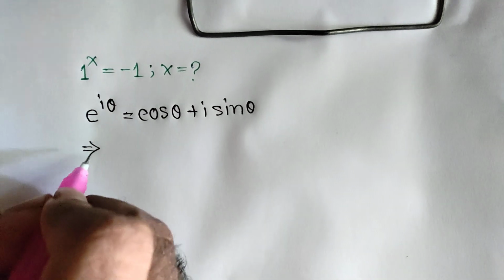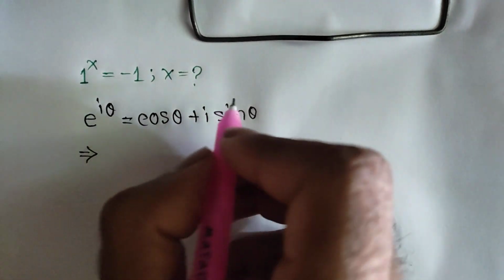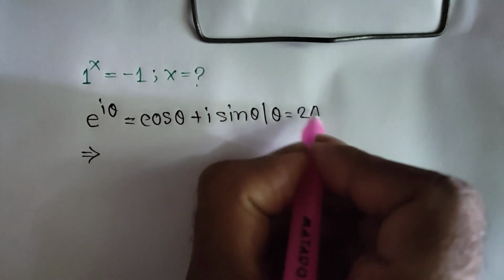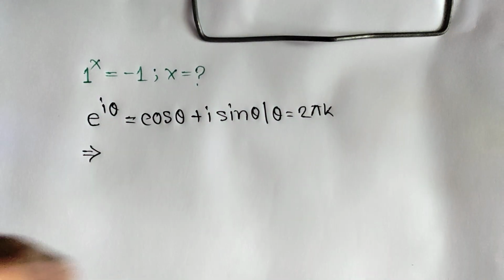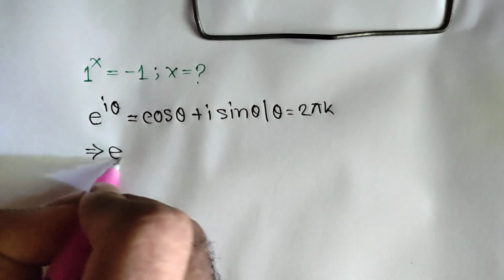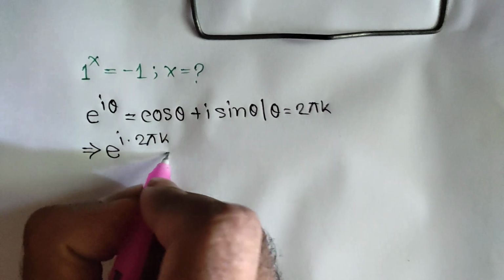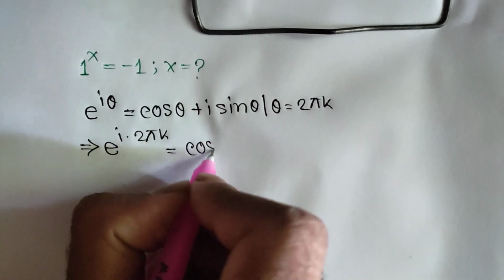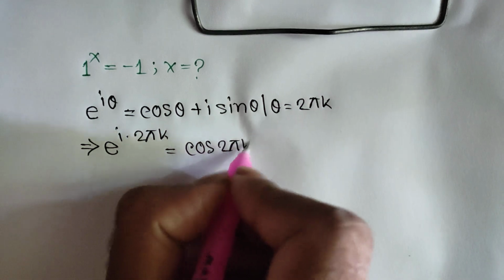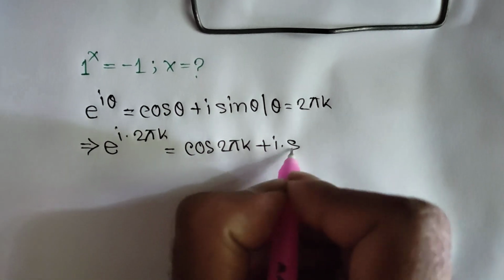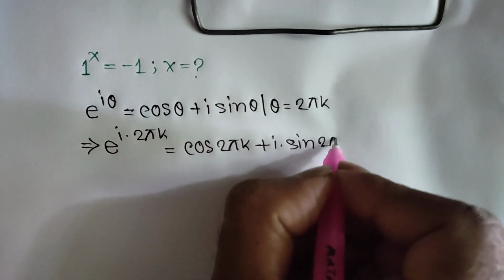or substituting theta is equal to 2 pi k, we will get e to the power i times 2 pi k is equal to cos 2 pi k plus i times sin 2 pi k.